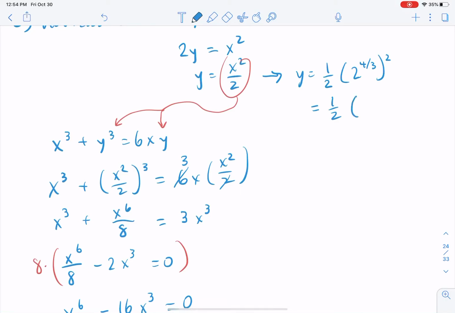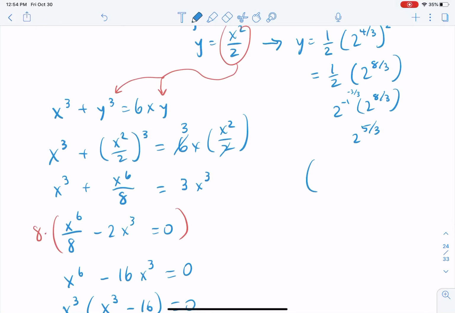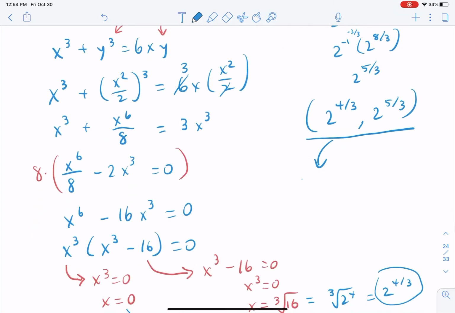Half, I have to double that one, so 2 to the 8/3. And then think of this as really 2 to the -1 power. 2 to the 8/3. And that -1 is the same thing as -3/3, so I subtract that, that's 2 to the 5/3. All right, what did that just give me? It gave me the y coordinate. The x coordinate was 2 to the 4/3, and the y coordinate was 2 to the 5/3. What do we have going on right here? Well, according to my calculations, that's where you've got yourself a horizontal tangent line.